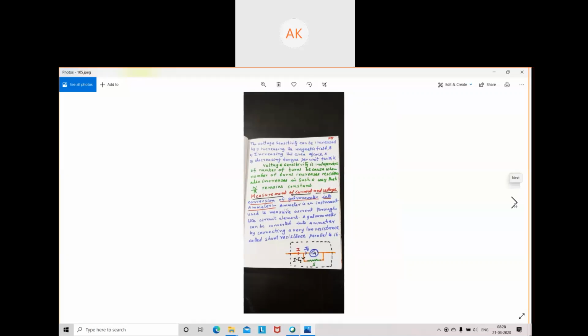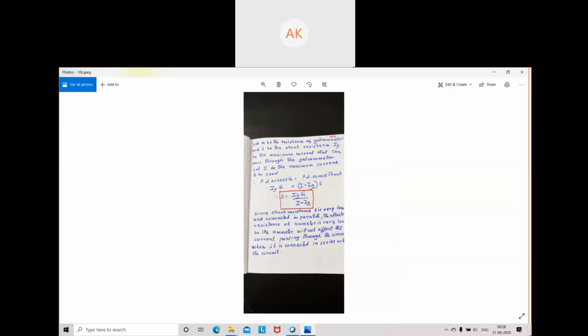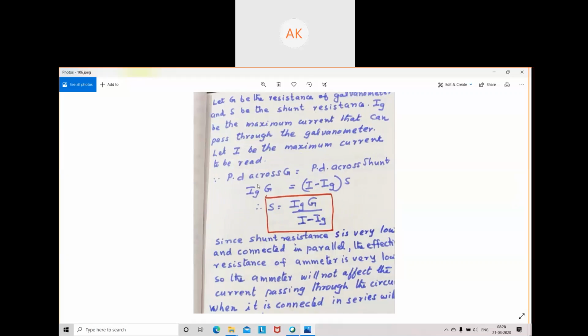S you can calculate. Potential difference across G equal to potential difference across shunt resistance. That is Ig into G equal to I minus Ig into S, and therefore S equal to Ig into G by I minus Ig. Very important formula for doing problems, application questions. So you should know what all values it represents.